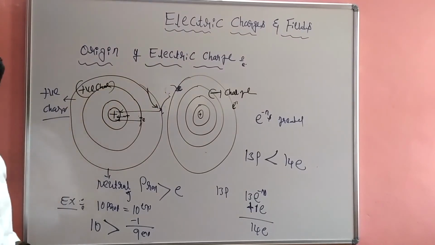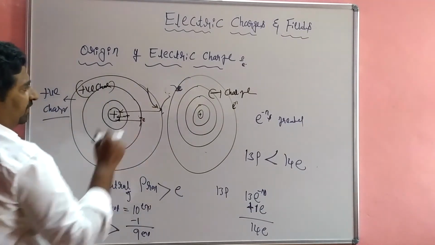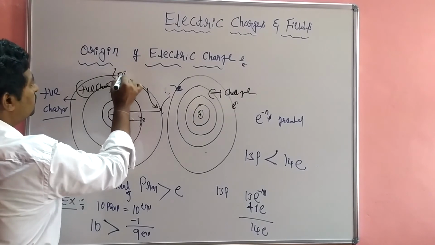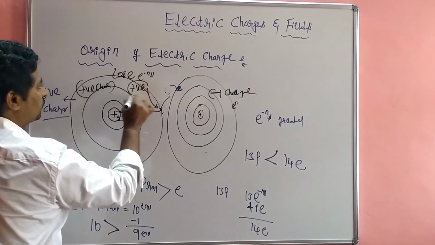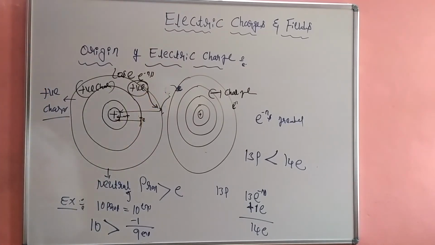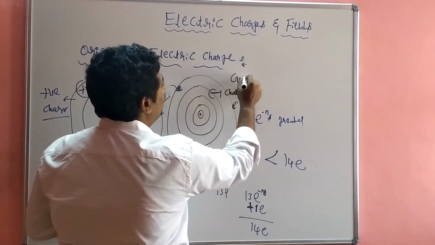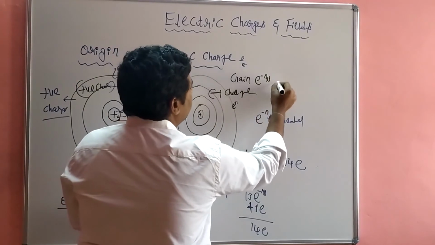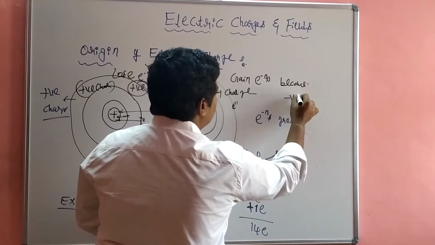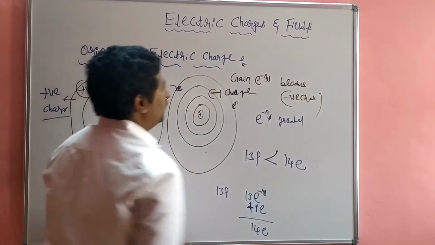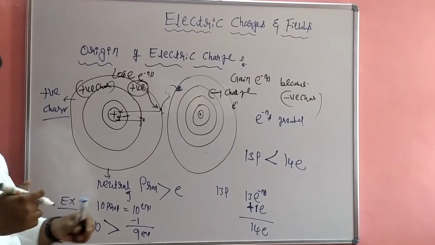Okay, so what is the conclusion? The conclusion from this is: lose the electrons, becomes positively charged. Gain the electrons, becomes negatively charged. So this is the discrepancy between the positive charge and negative charge.